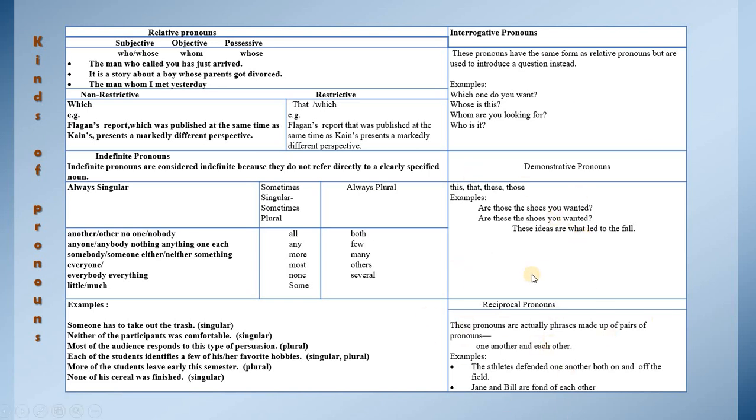Reciprocal pronouns, the pronouns that actually are in forms of pairs of nouns: one another and each other. The athletes defended one another both on and off the field. Jane and Bill are fond of each other.